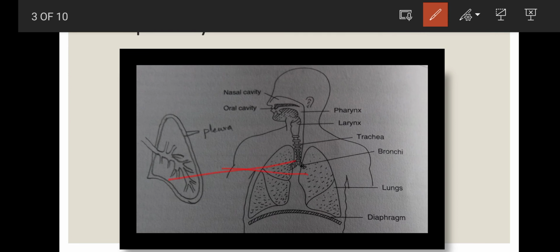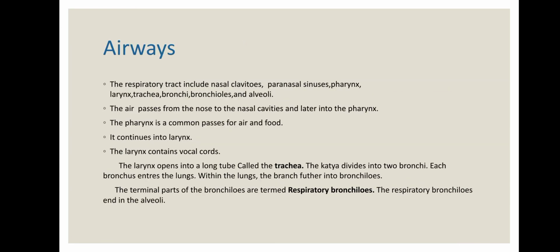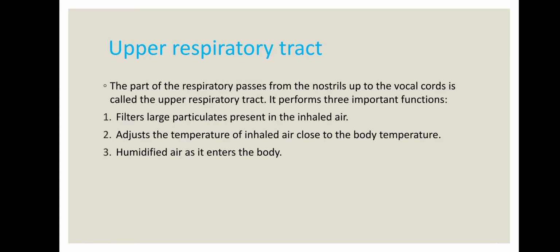And we will see what is meant by upper respiratory tract. We have covered airways, and now we will see what the upper respiratory tract is. The upper respiratory tract is the passage from the nostrils up to the vocal cords. So upper means from the nostril to the vocal cord.